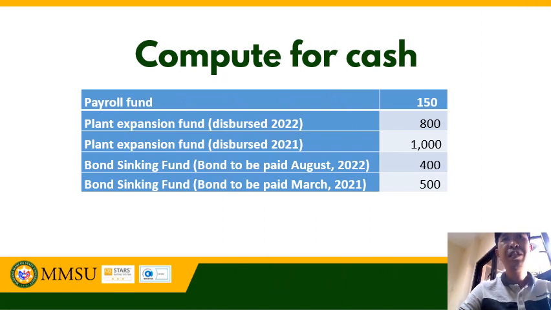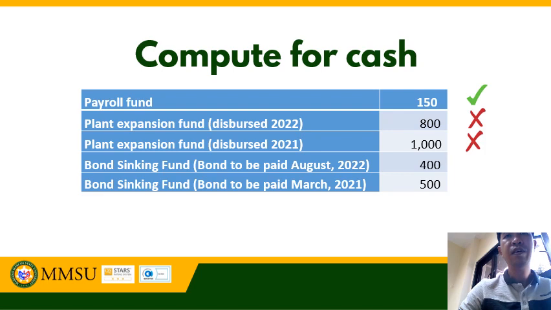Okay, so in this problem, identification again. Payroll fund, is this part of cash and cash equivalents? Answer, yes. Payroll is part of current operations. Plant expansion fund to be disbursed 2022. Is this part of cash and cash equivalents? No, that's for a non-current purpose. Plant expansion fund to be disbursed 2021. Answer? No. Even if it's next year already, it will not become current. Plant expansion is still for a non-current purpose.